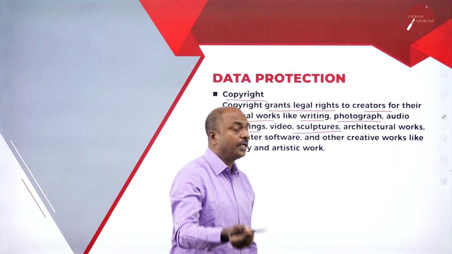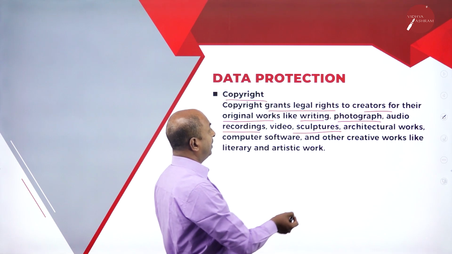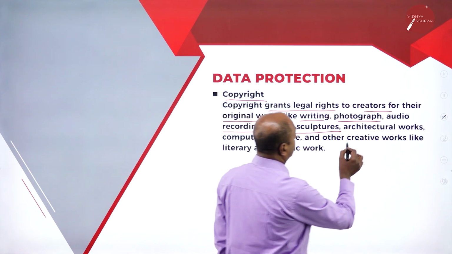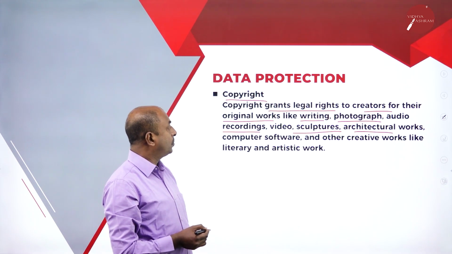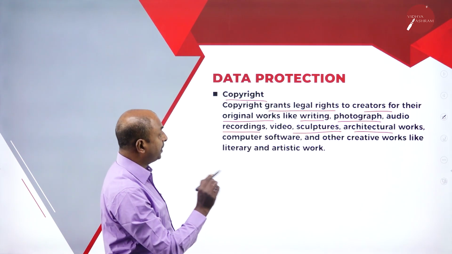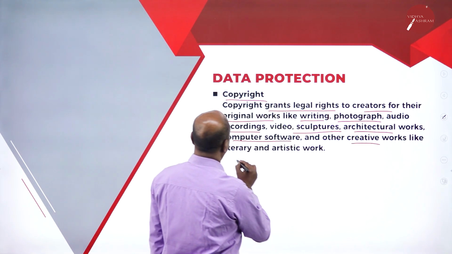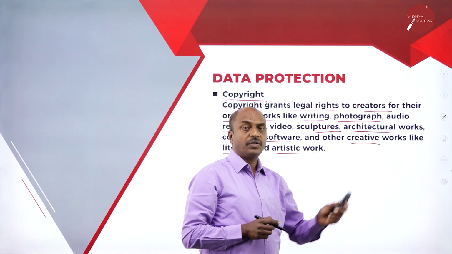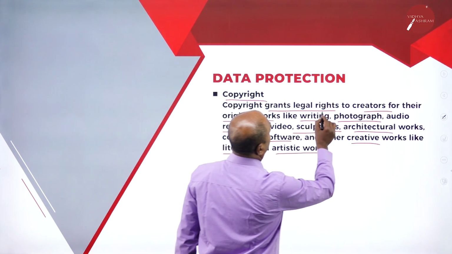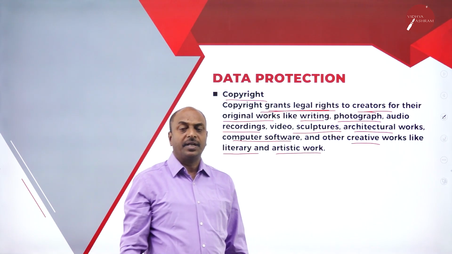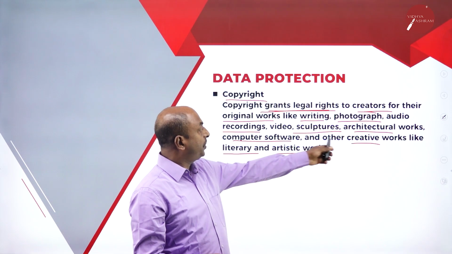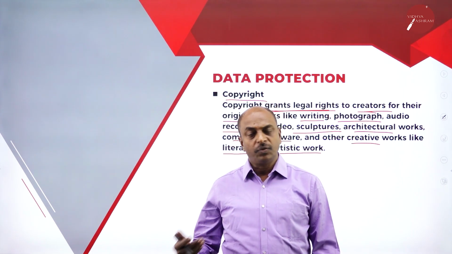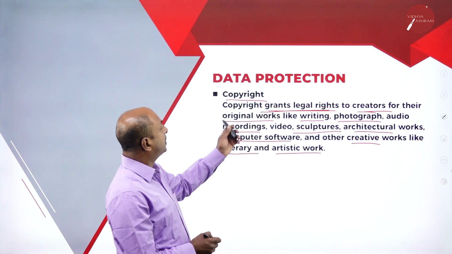It may be different types or forms of work or data, like literary work, writing, photograph, audio, videos, sculptures, and architectural works. All of these come under the Copyright Act. Through this, we can protect the data, and it also includes your software and other creative works like literary and artistic work. Whoever creates these different forms of data has the legal rights to use the product or work, and he is the one to decide whom he can give rights or permission to with respect to a particular work. So this is the Copyright Act.